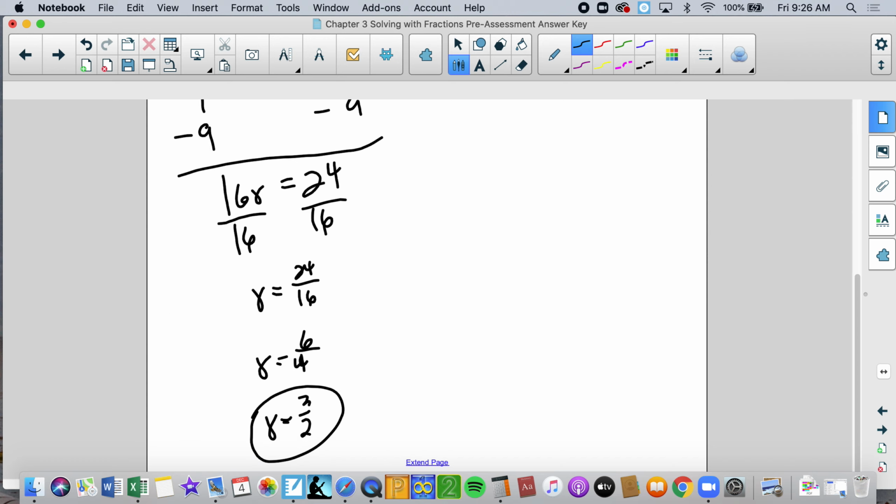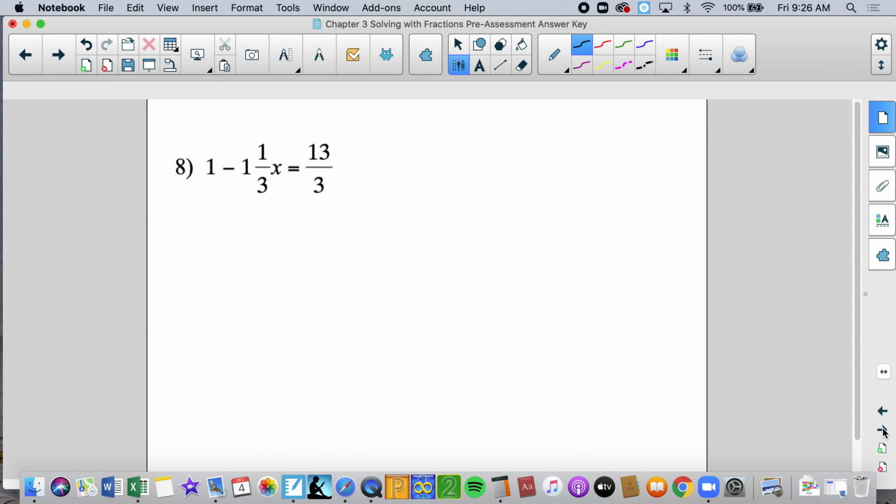So I reduced 24/16 to 6/4, and I didn't see that 8 goes into both of those also. That would have been the greatest common factor. I reduced it by a common factor.